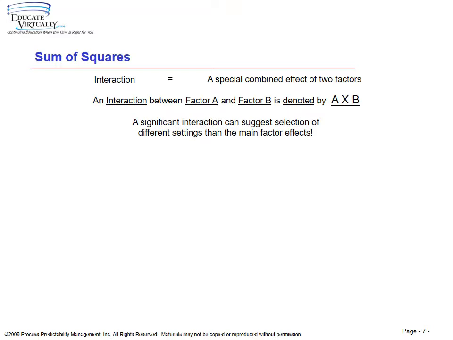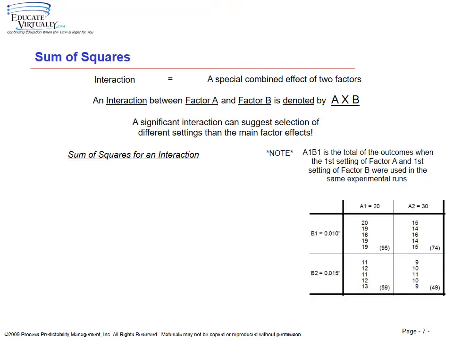We denote that by A cross B, or A times B. A significant interaction can sometimes suggest the selection of different settings than what the main factors tell us we should select. The main factors would be the single effects taken alone, which would be just the difference between the low and high settings for the number of windings, or just the difference between the low and high settings for the gap distance. The combined effect is going to allow us to look at what happened when each of these two things changed and the combined effects when they were working together.